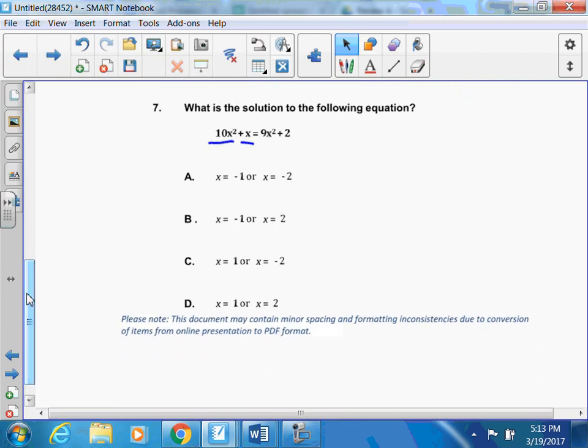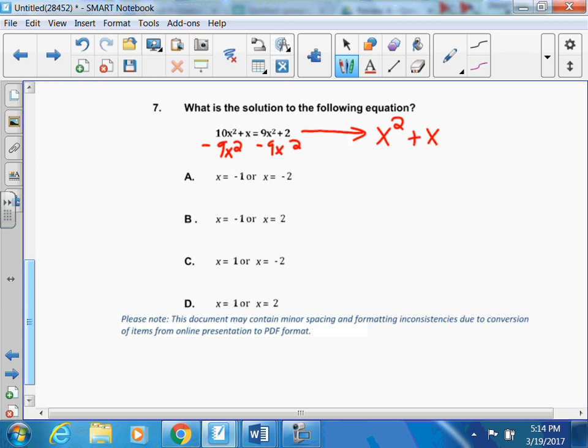All right, so what I'm going to do to solve this quadratic equation is basically get everything on the same side. I'm going to move everything to the left side, and the reason I want to do that is because I want my x squared term to be positive. So if I subtract 9x squared on each side, then on the left side, 10x squared minus 9x squared is 1x squared. We still have the plus x over there. Now these 9x squareds cancel out, but we still have the plus 2 on the other side. So again, I just subtracted 9x squared on each side.